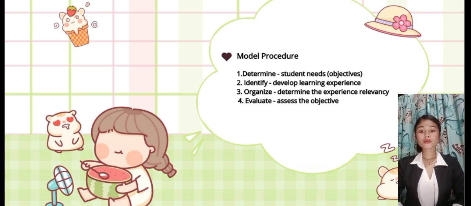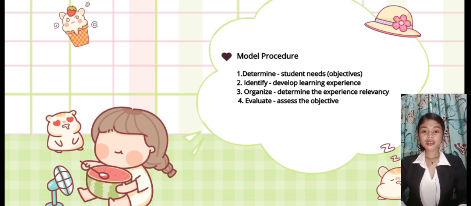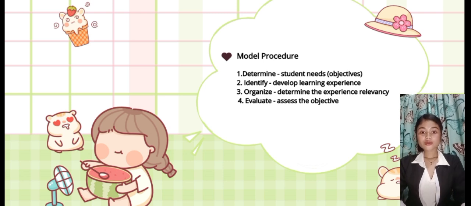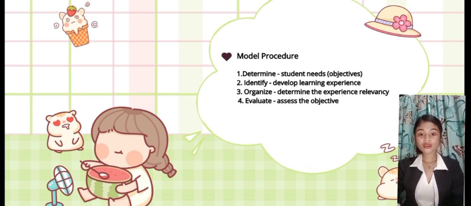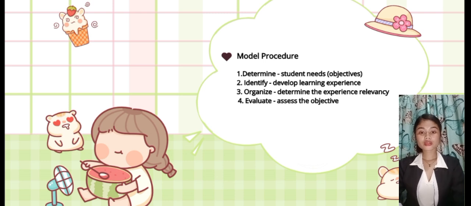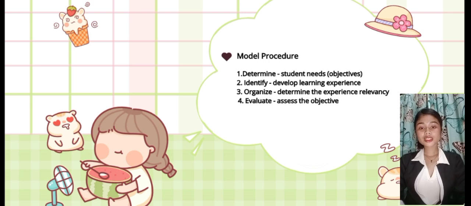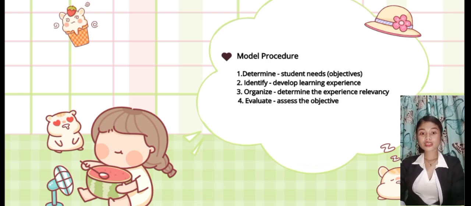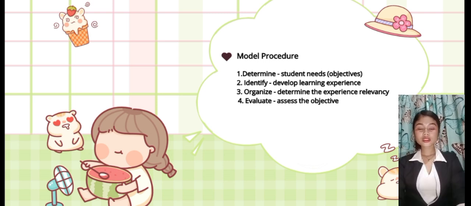There are four steps in the model's procedure: determine, identify, organize, and evaluate. Determine is about setting the specific learning objectives of the students, about what students will learn. Identify is about developing learning experiences, anticipating the lessons of the teachers and also the activities. Organize is about determining the relevancy of experiences to the students. Evaluate is about checking whether the objectives have been achieved by the learners.